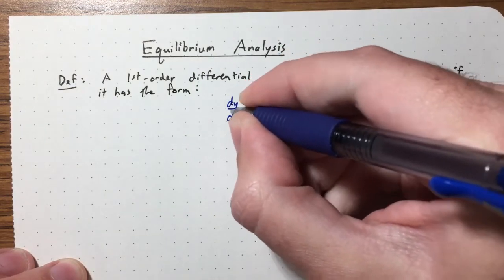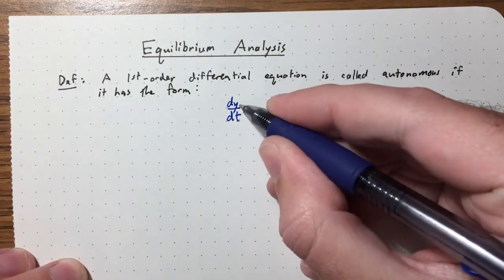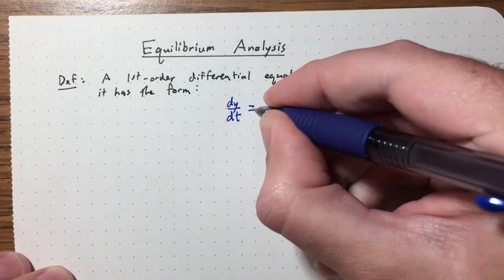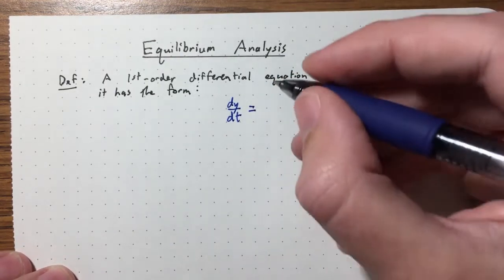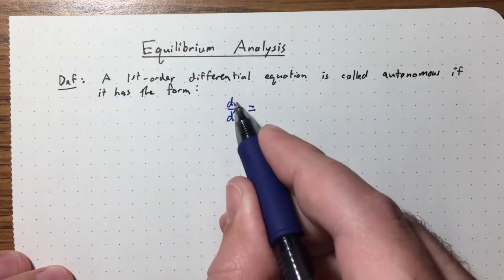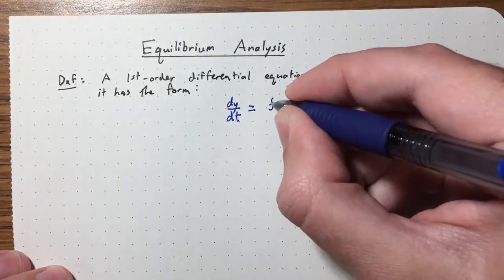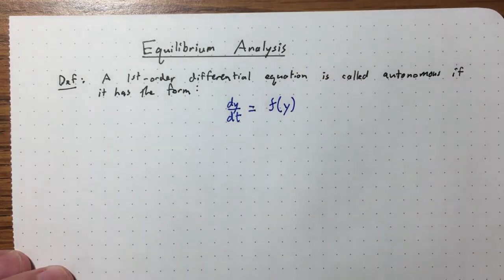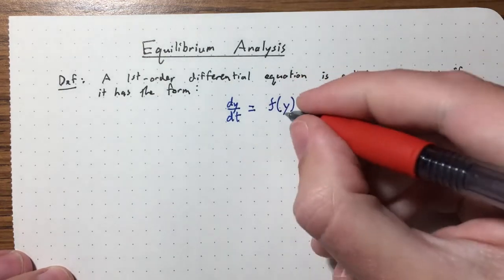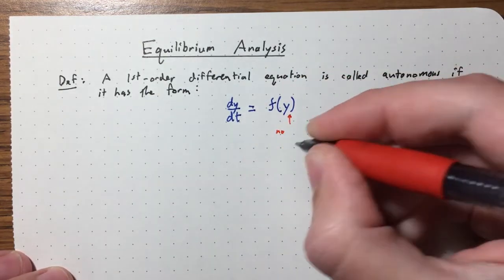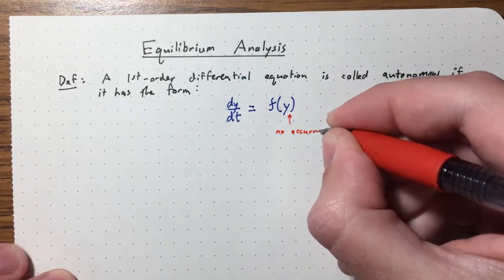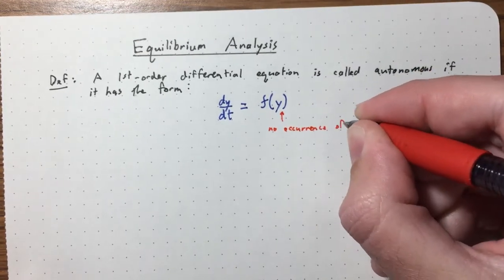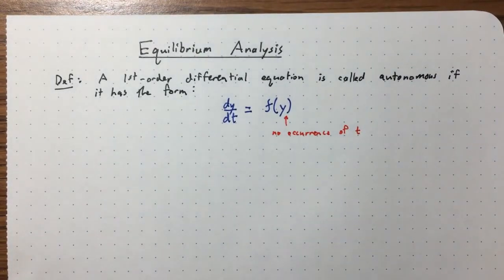dy/dt. So here, y is my dependent variable, t is my independent variable. And then on this side, I only want the dependent variable to appear. So in other words, I can write this as some function of the dependent variable alone. So in particular, there should be no occurrence of t on this side, no occurrence of the independent variable. No occurrence of t over here. Okay, and we've seen a lot of these. In fact, this is probably the main kind of differential equation we've seen so far.